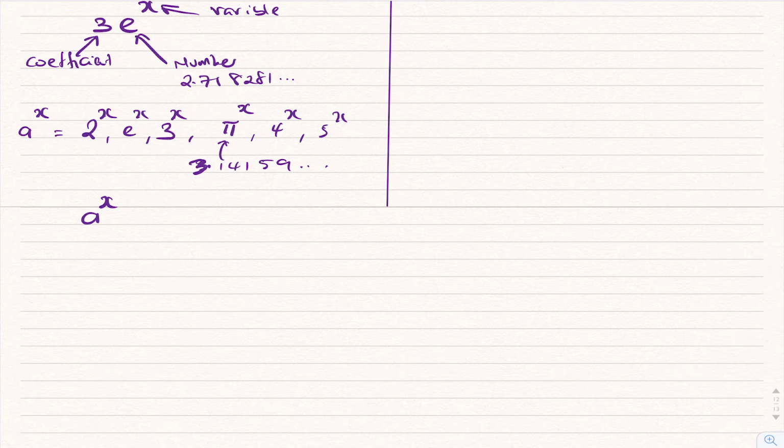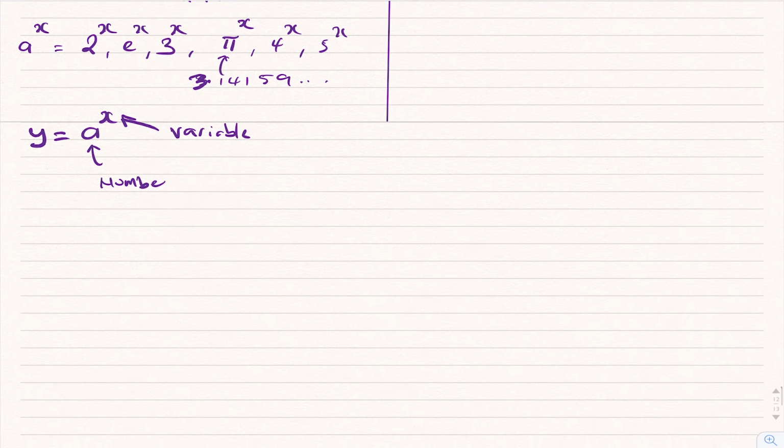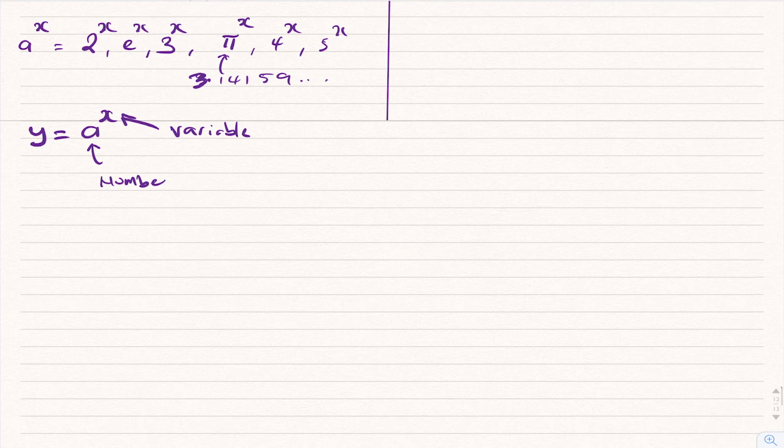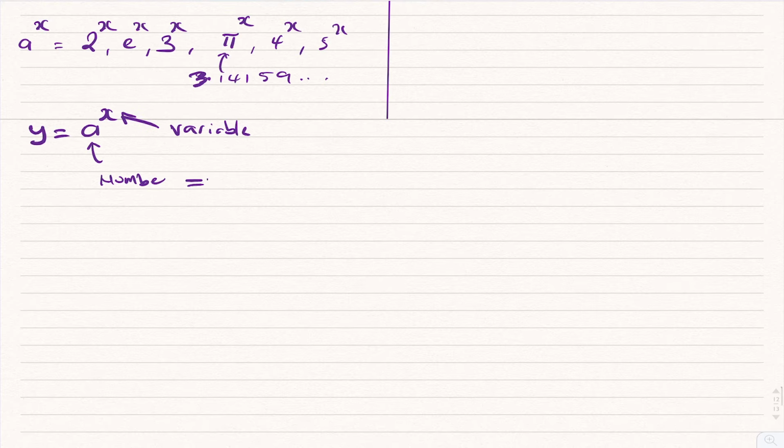You could say b times a to the power of x, where b is the coefficient. So y equals a to the power of x is a general expression for an exponential function, where a is a number and x is a variable. So what do I mean by variable? For instance, if I'm to plot the graph of y equals a to the power of x, let's say a equals 2. So y equals 2 to the power of x. Remember, x is a variable.